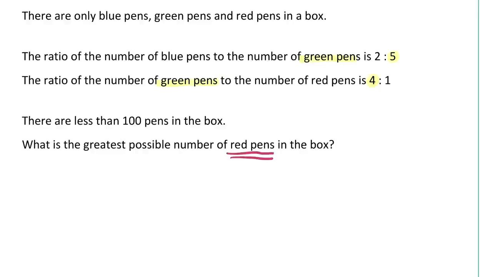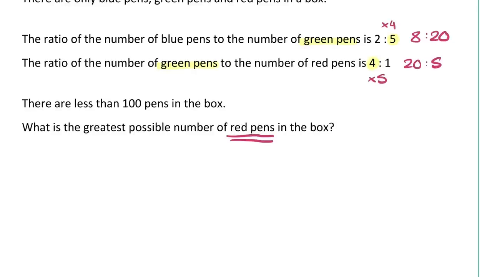So here we'll look for the lowest common multiple of 4 and 5, and that's 20. That would be timesing the top ratio by 4, which will make that 5 become 20, and the bottom ratio by 5, which will make that 4 become 20. Whenever we multiply one number, we multiply both. So the first one becomes 8 and 20, and the second one becomes 20 and 5. We can now put those numbers into a 3-part ratio, so blue, green, and red. We have 8 for blue, 20 for green, and 5 for red.